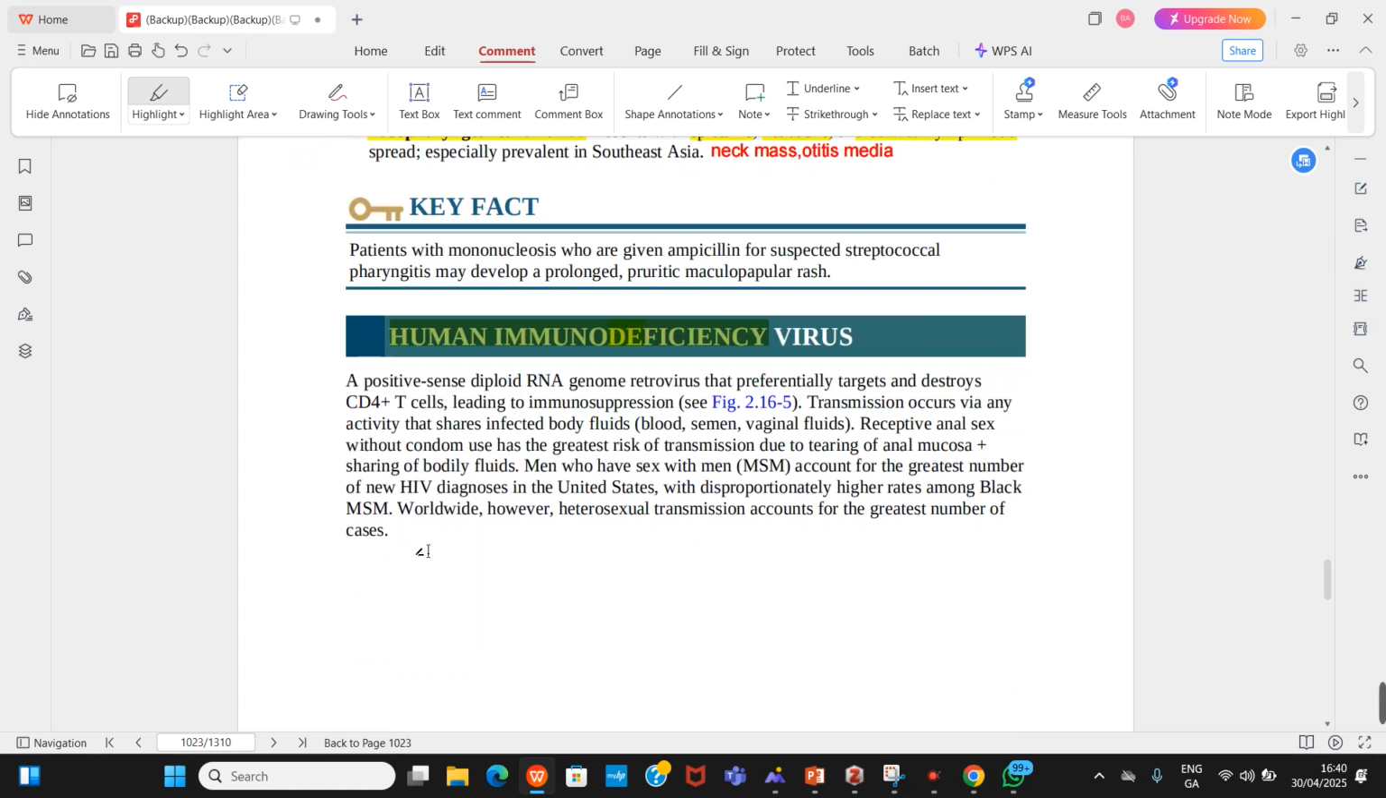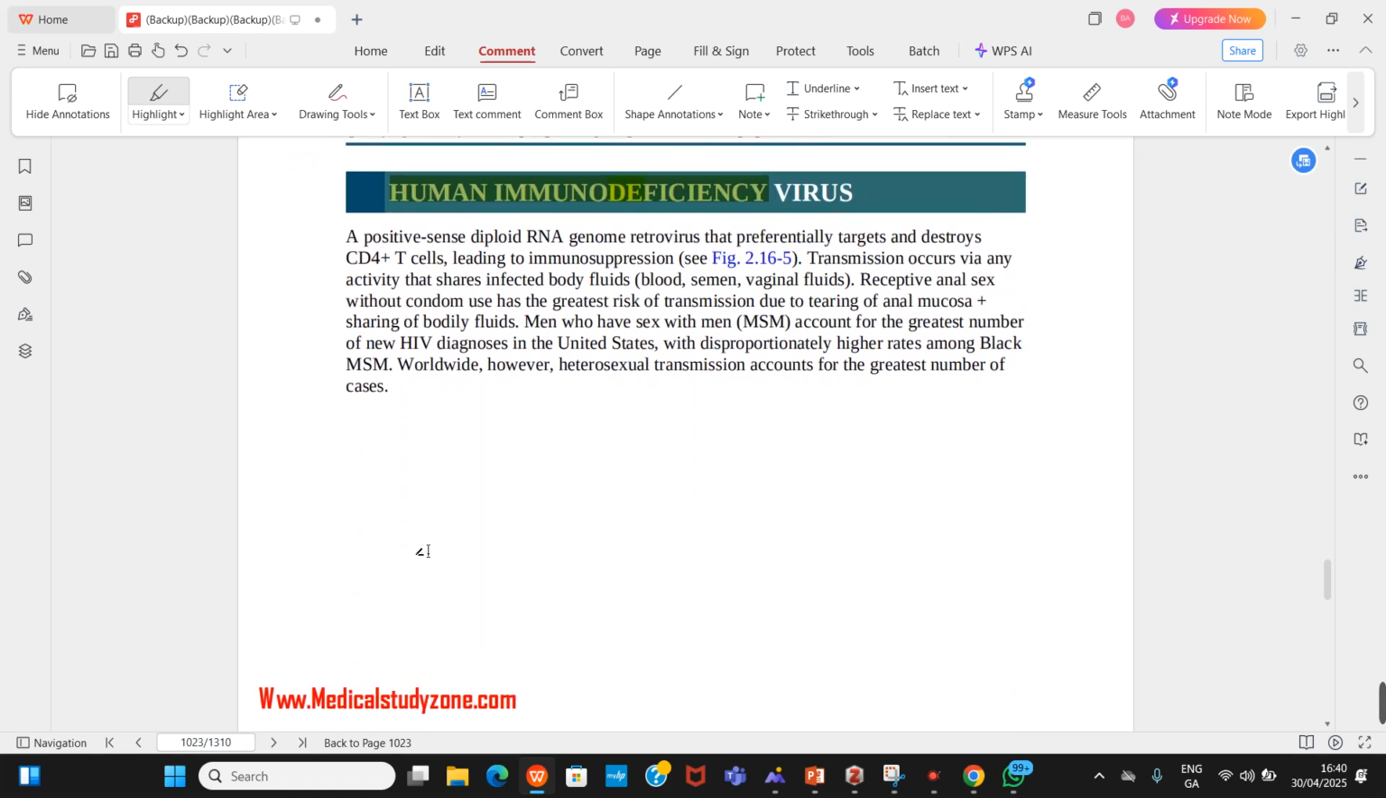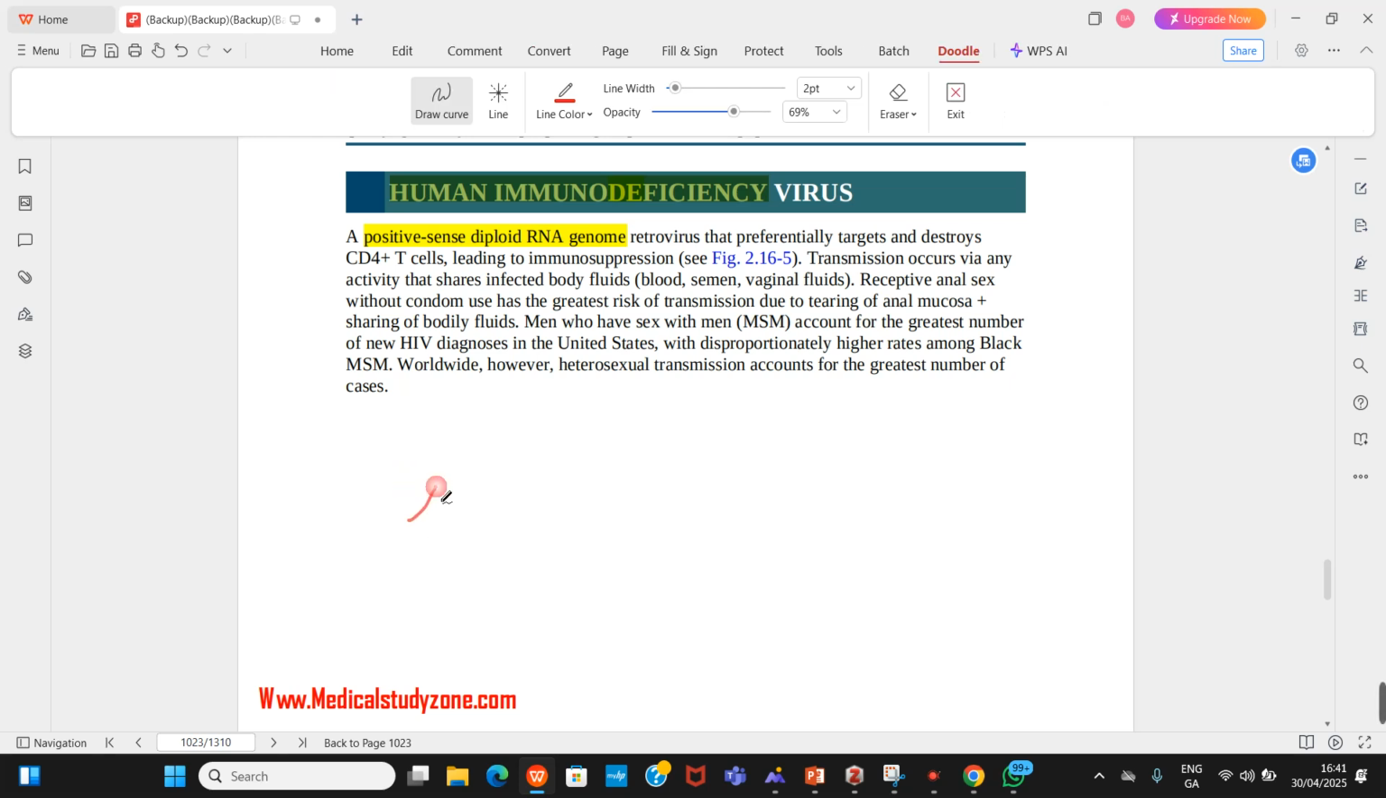Okay. So moving on to HIV. HIV is very, very important. Very, very important for our exam. So it is a positive sense diploid RNA genome. So HIV has 2 RNA strands that we need to convert to a single DNA. So that's HIV. And it majorly targets the CD4 positive cells.